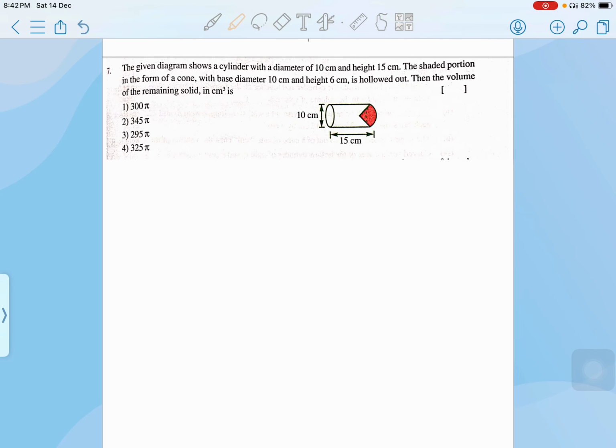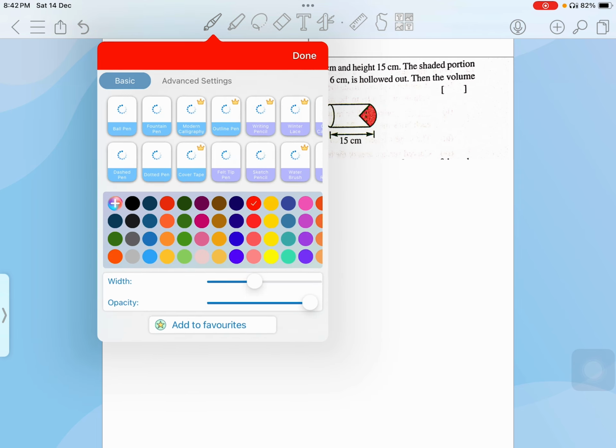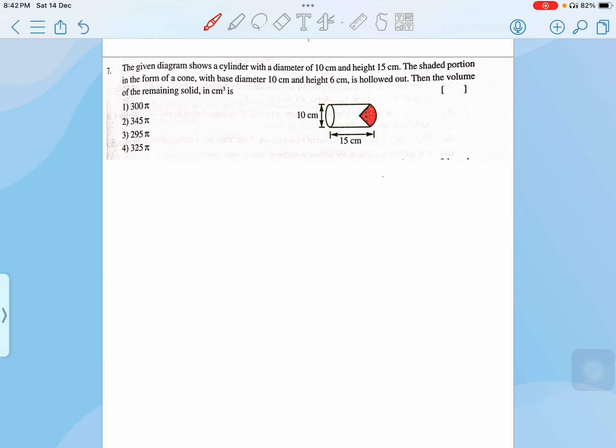The given diagram shows a cylinder with a diameter 10 centimeter and a height 15 centimeter. Okay. Here, the shaded portion is of the form of a cone. So don't think it is something curved extra. It is a cylinder. Here also a cylinder is there. For the cylinder, it is curved inside. Okay. So if here is 10 centimeter, here also 10 centimeter, radius will be 5 centimeter. They gave diameter 10 centimeter, which implies your radius 5 centimeter. Height of the cylinder equals 15 centimeter.